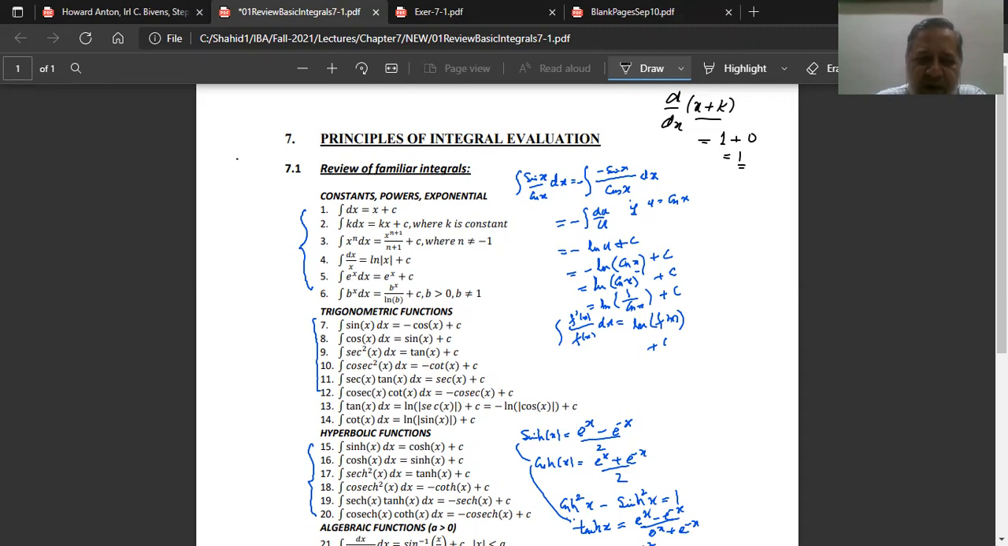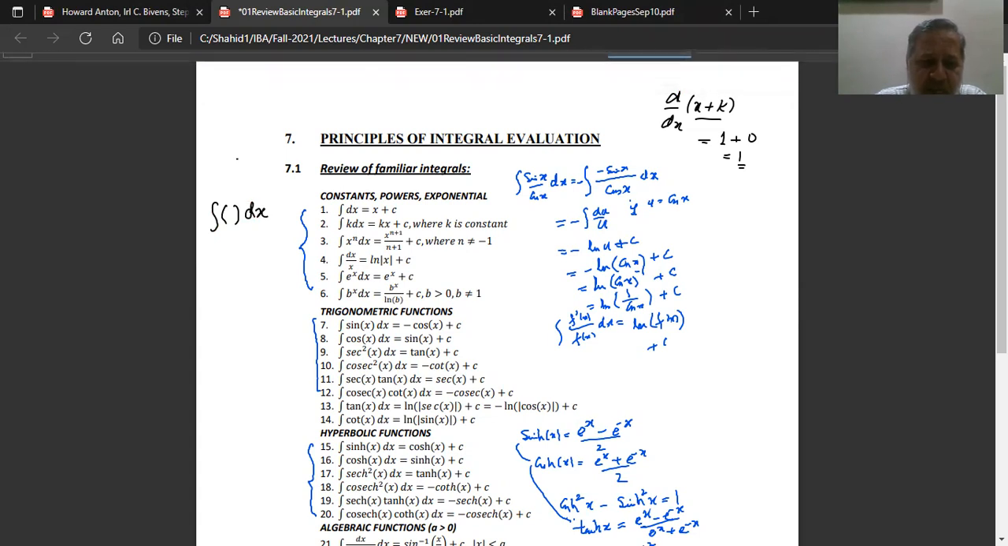Now we have this integral sign, then we have the integrand, a function which is being integrated, and dx indicates with respect to what variable we are integrating. So when you are integrating only with respect to x, and the function is 1, the integral is x plus c. If the function is a constant function, then the constant remains as it is, and the integral of k is kx plus some arbitrary constant.